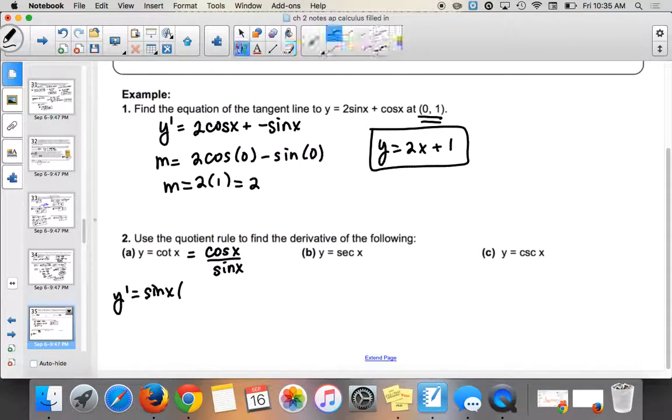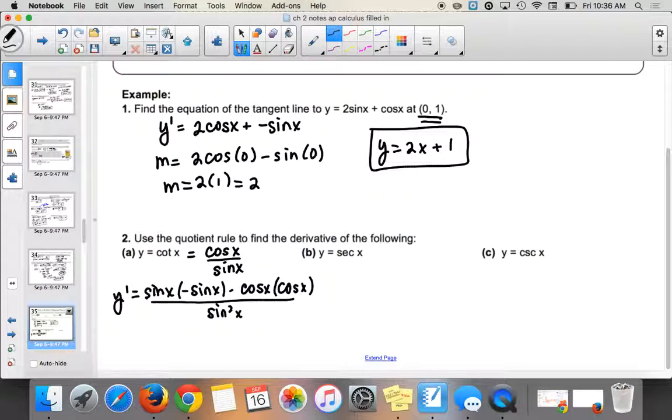I'm talking as I'm writing. So low d high: the derivative of cosine is negative sine, minus high d low: the derivative of sine is cosine, all over the square of what's below. So we get negative sine squared minus cosine squared. What is that going to be? Yeah, negative 1, right? You guys see how you can pull out a negative from both of them and you'd get sine squared plus cosine squared? So we get negative 1 over sine squared.